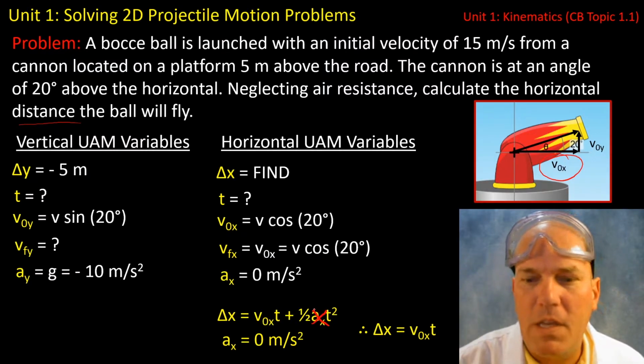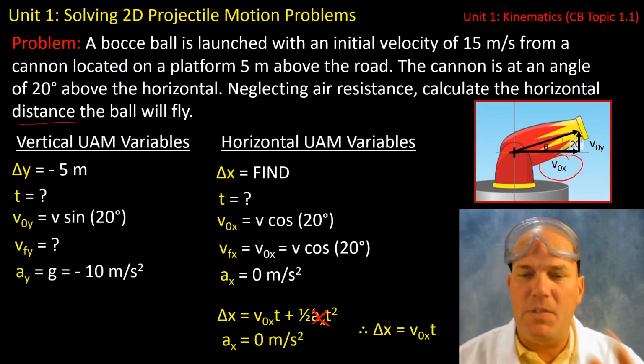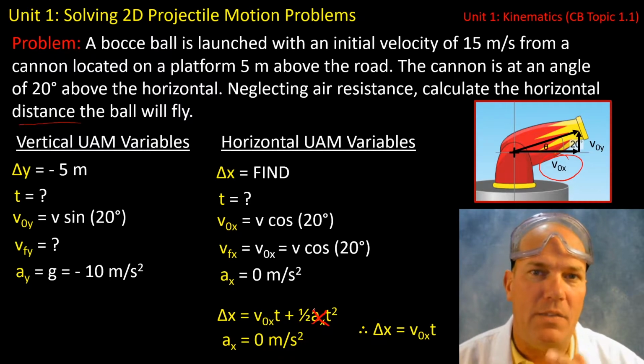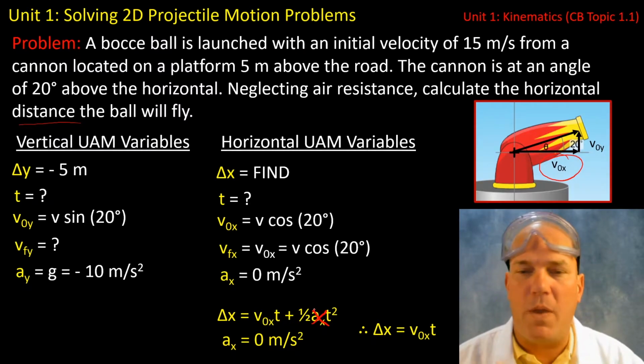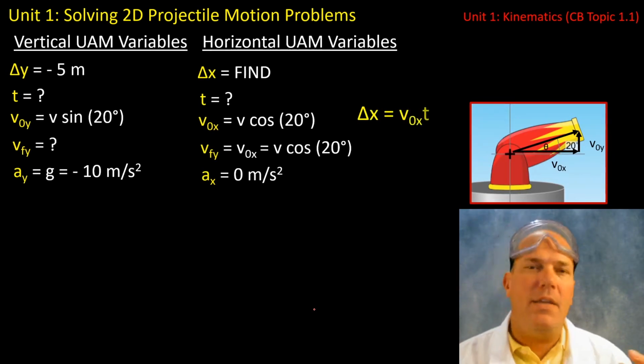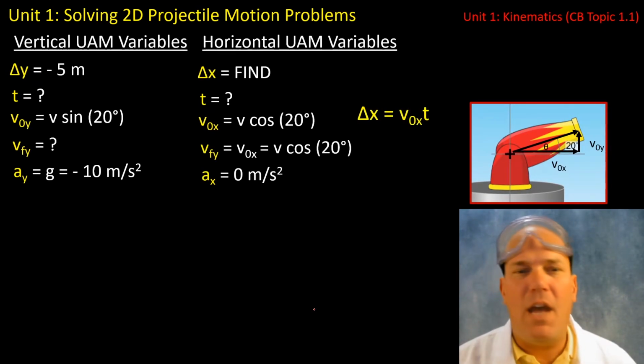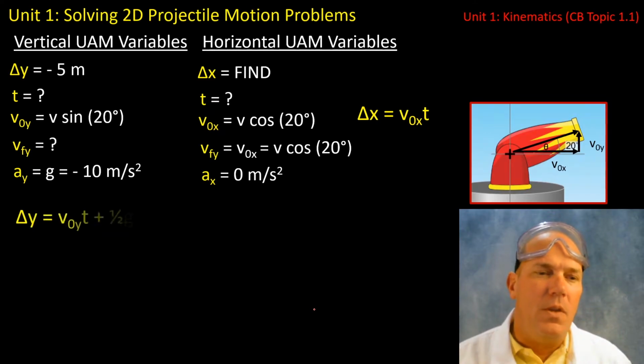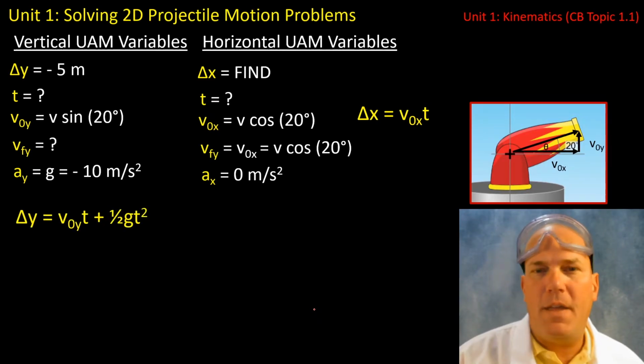The change in horizontal position equals v naught x times t, where v naught x is constant and will be referred to as the velocity in the x direction. Now, let's go ahead and continue to try to solve this problem. So, we need to find time.